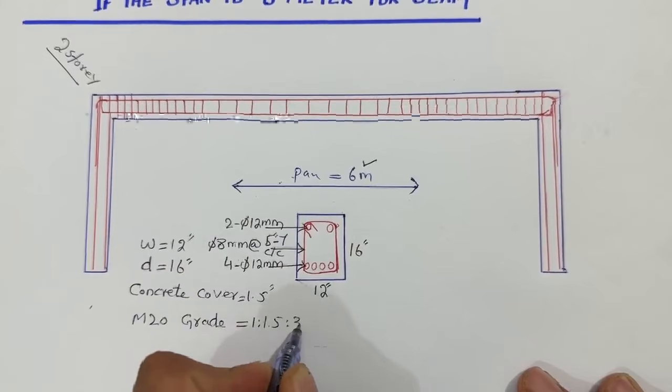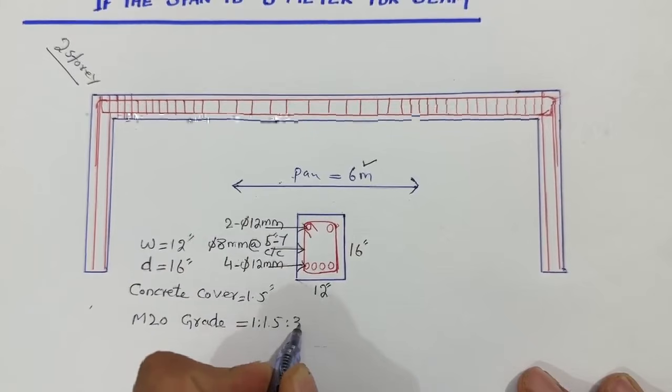If the span is up to 6 meters, these are the details as I discussed in front of you. 12 by 16 inches, width 12 inches, depth 16 inches, concrete cover 1.5 inches, use M20 grade concrete. The span is 6 meter. At the bottom, use minimum 4 bars of 12 millimeter dia steel rod. This is for 2-story. At the top, 2 bars of 12 millimeter diameter, 2 are middle bars, especially for the extra bars, guys. You can see here I provided at the distance of L by 4, you can say at the distance of 1.5 meter.